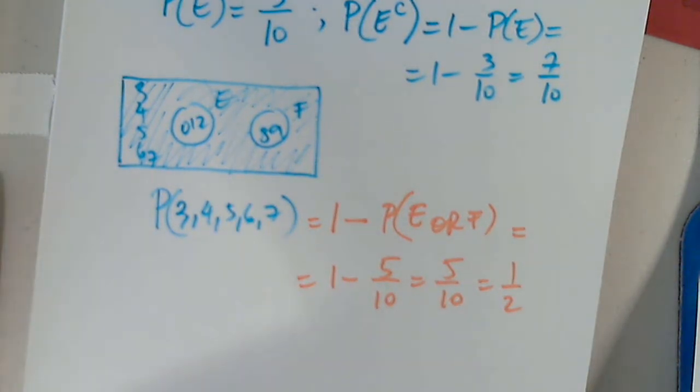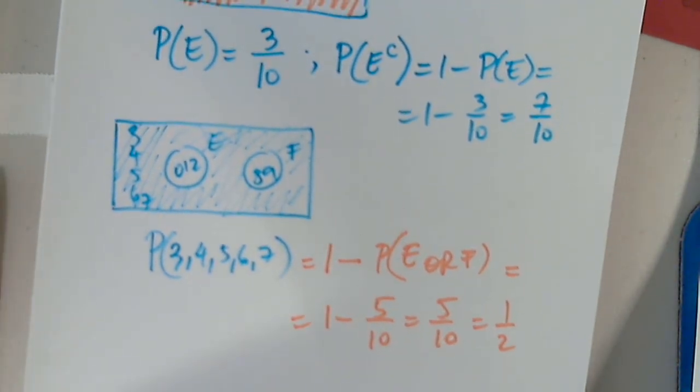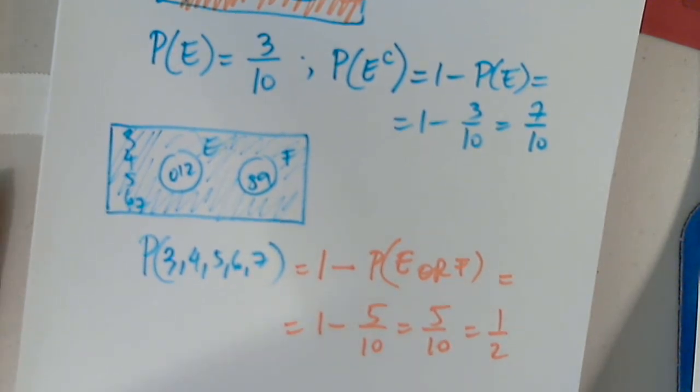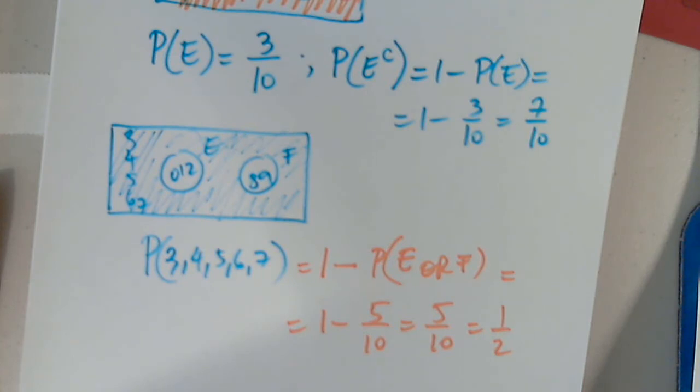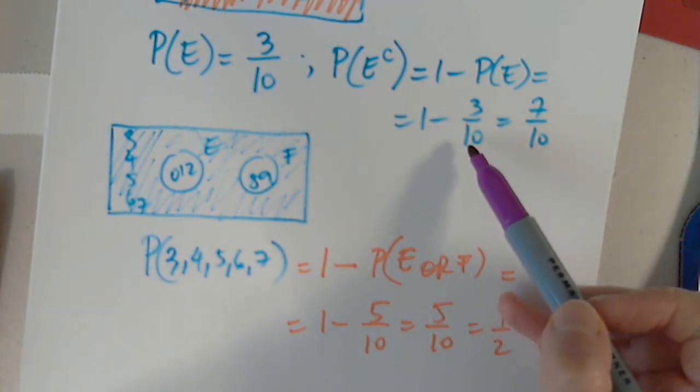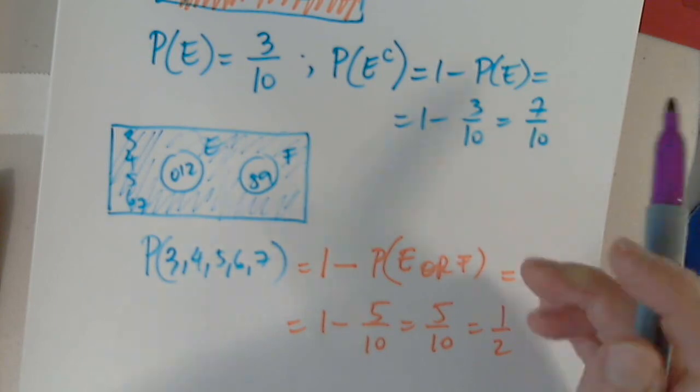I have a quick question. Please do. Yes, Emma? The one we did before says 1 minus 3 over 10 equals 7 over 10. I'm a little confused about how you got the 7 over 10.